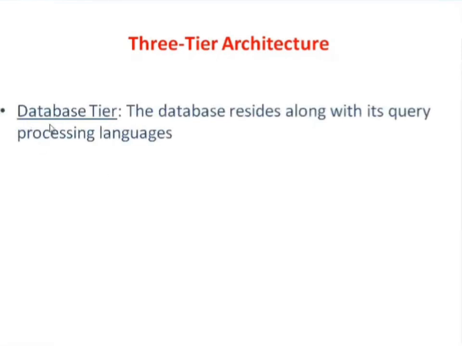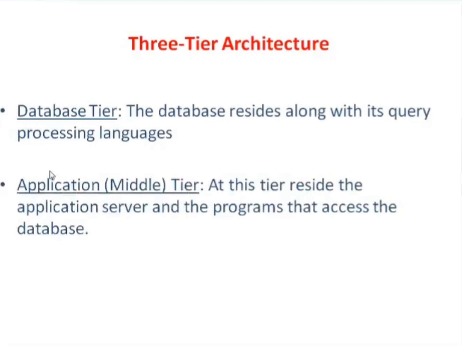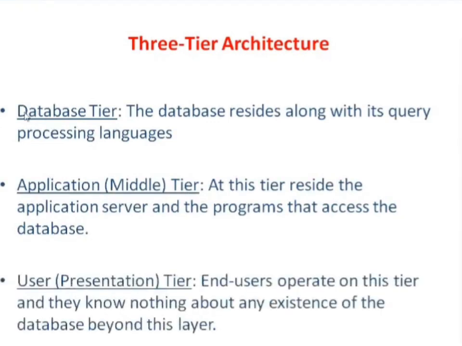That is completely independent from each other. As I told you, there are three levels, three tiers in three-tier architecture. Right? In the database tier, the database resides along with its query processing language. Query processing language could be like SQL or Sybase or any other such query processing languages. So in the database tier, you will find the database along with its query processing language.